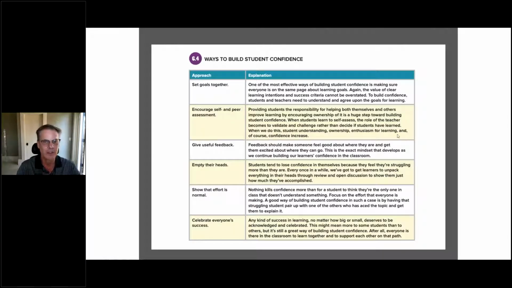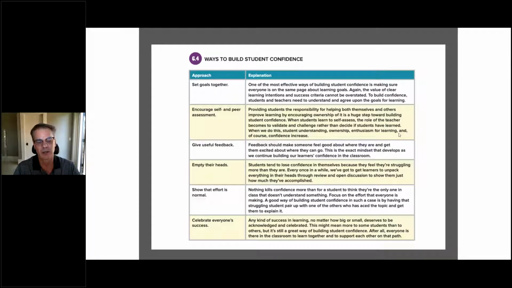So we did a quick lit review. Setting goals together, super helpful. And I hope you saw Amanda set goals with her students. Encouraging self and peer assessment builds confidence. And I hope you heard me talk about Amanda's students self-assessing against the success criteria as the problems go up in level. Useful feedback. I hope you saw Amanda give her students useful feedback. Those three are probably generally known, maybe not always done, but generally known.